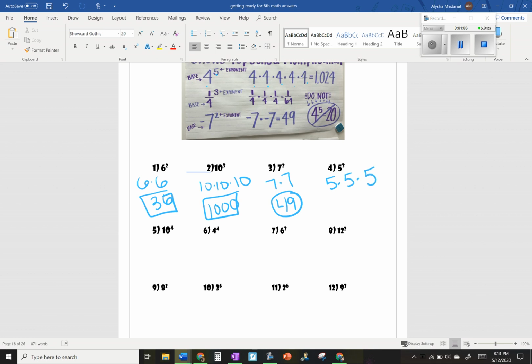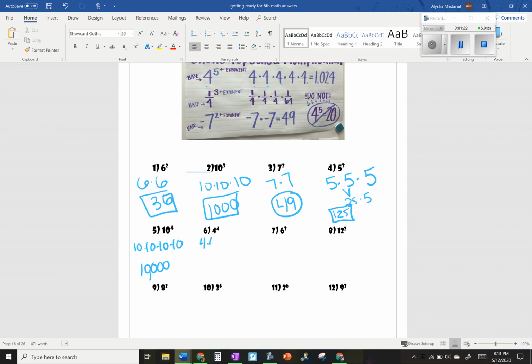5 to the 3rd power, or 5 cubed, is going to be 5 times 5 times 5, which if you do this, you would do 5 times 5, which is 25. Then you're going to take that 25 and times that by 5, which would give you 125. 10 to the 4th power is going to be 10 with 4 zeros. So that would give you 10,000.